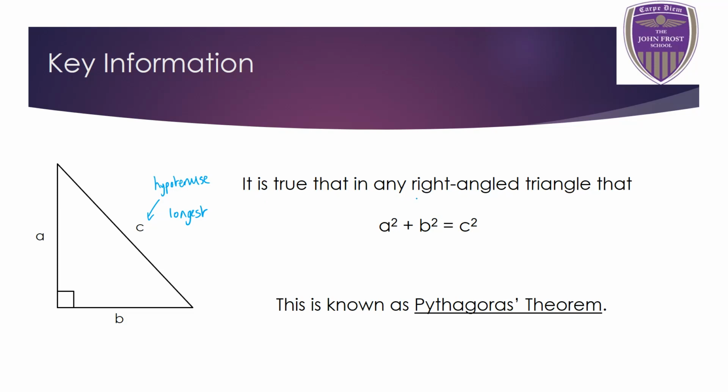So it is true then that in any right angle triangle, A squared plus B squared will always be equal to C squared. This is one of the most important formulas in maths, and it's called Pythagoras' theorem because a famous mathematician called Pythagoras discovered this rule for right angle triangles.